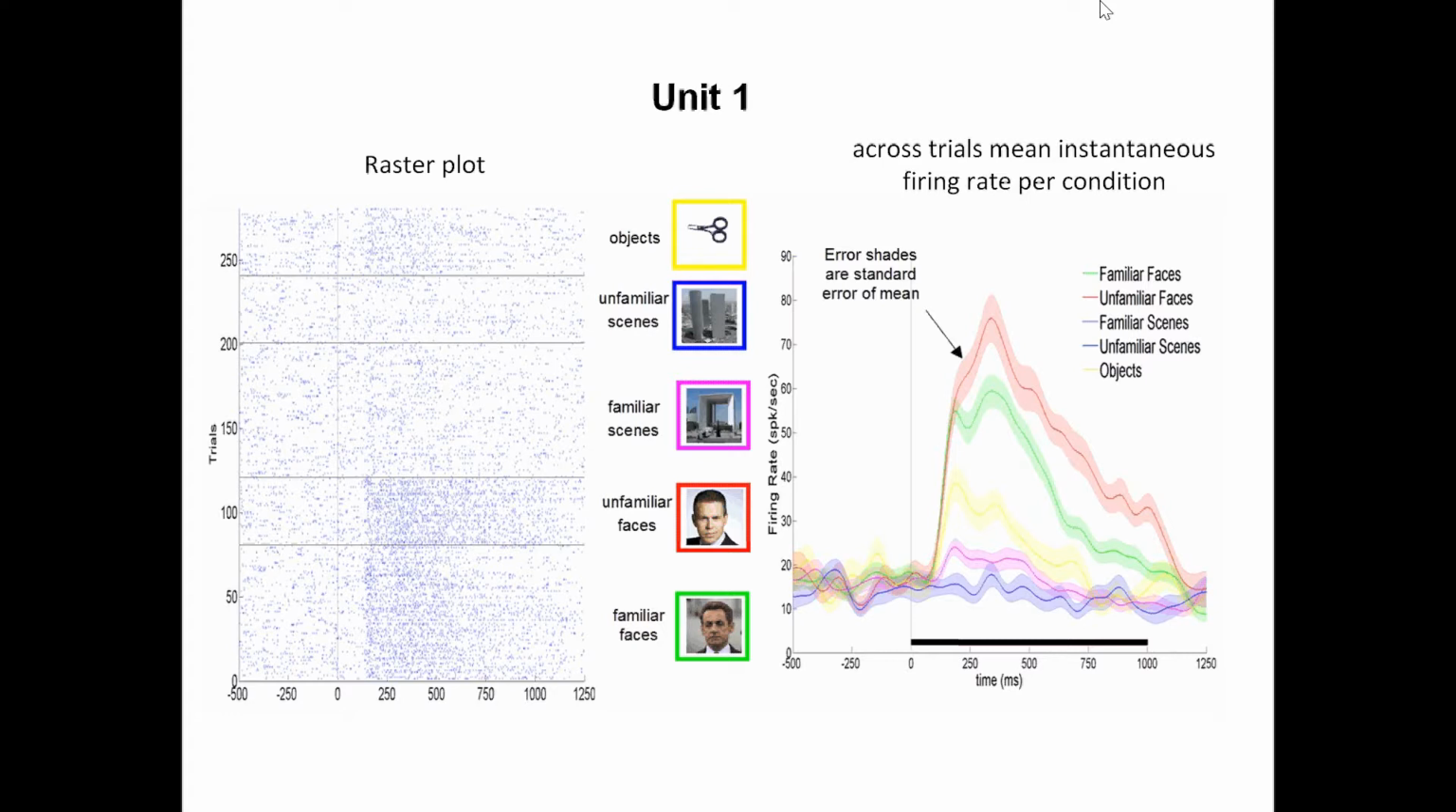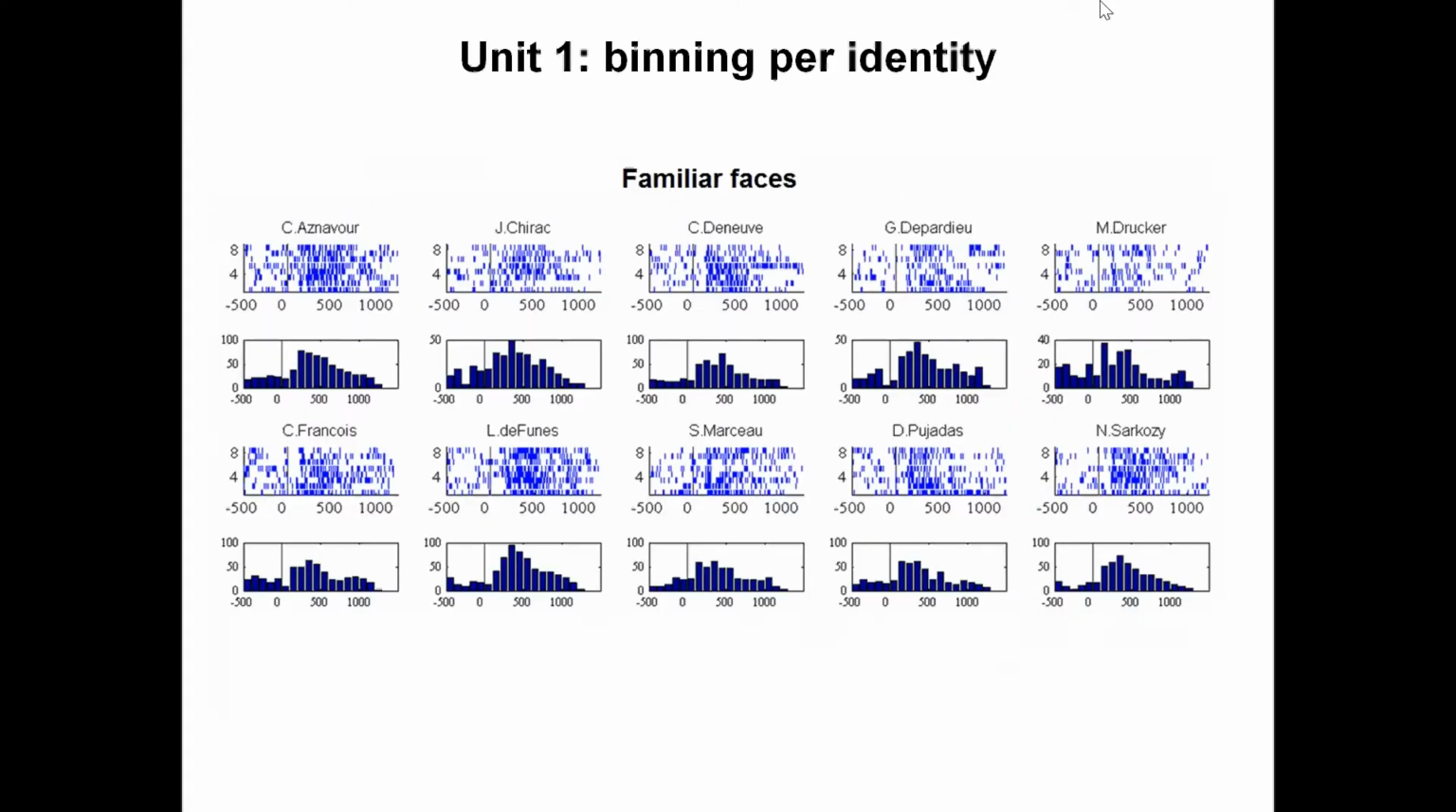You can also see, as I showed you, the yellow one is the object activity. And here what I did in addition: each face identity, for example Nicolas Sarkozy, was represented by several images. So I could check whether we have selectivity for a specific identity, like, if you remember the paper with Jennifer Aniston, the neuron in the hippocampus.